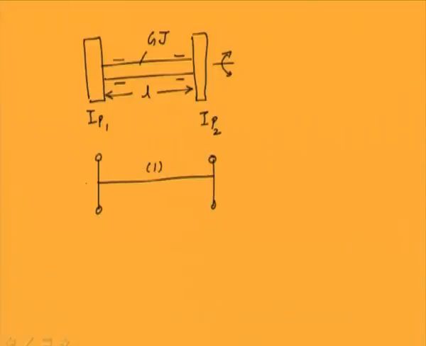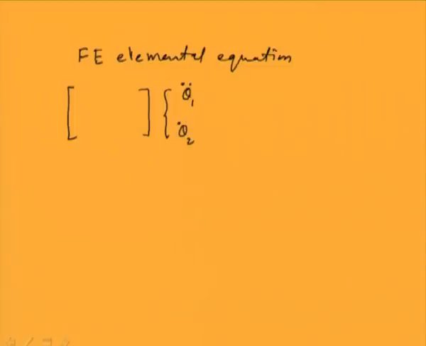This is a single element. We have node 1 and node 2, and corresponding to them we have displacements theta 1 and theta 2. Now for this element we can write the equation of motion. So the finite element elemental equation will be given by, here we are not considering the mass of the shaft, so the mass matrix will be diagonal because the contribution will be coming from the disks only. So here the mass of the shaft has not been considered.